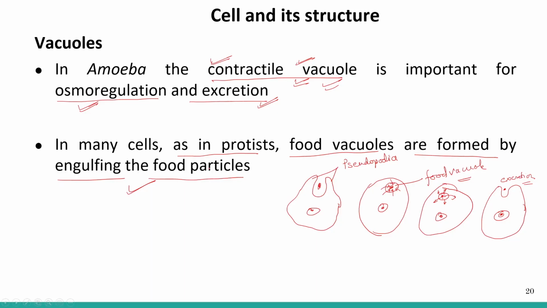Okay, so this is all about this session. We have completed the endomembrane system. It means that we have studied endoplasmic reticulum, Golgi apparatus, lysosome and vacuoles. Okay, some of the organelles we are going to study in the next session.